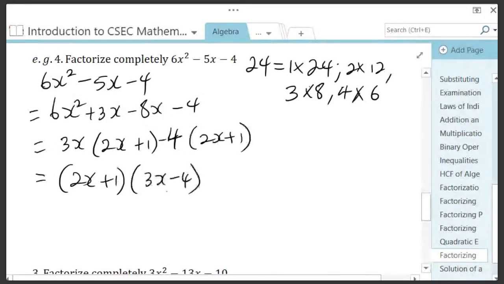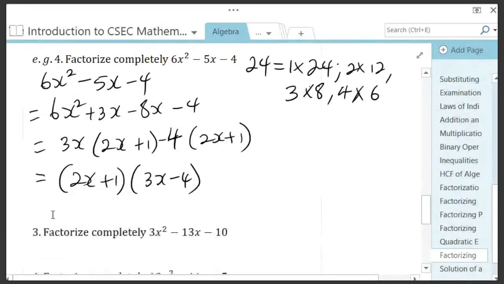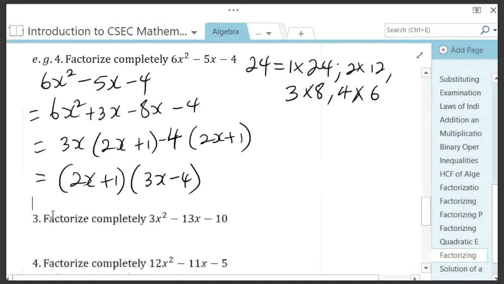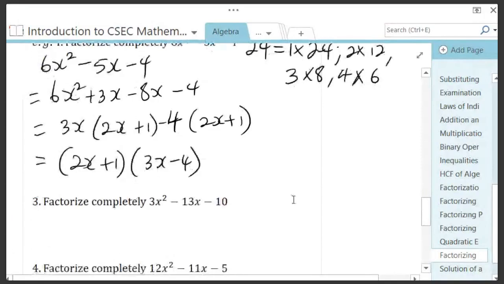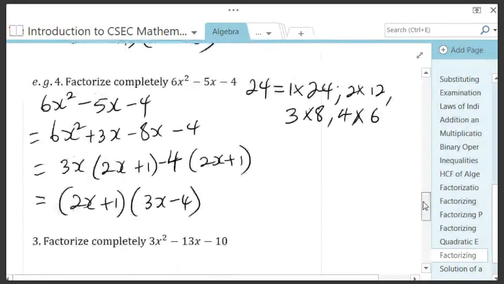Please indicate in the chat, let me know if this is clear with you all. Okay, the rules remain the same. Factors of AC must have a sum of B, and always choose two factors that will give you an even number of negative signs. Okay? So go ahead, work out number 3, please.